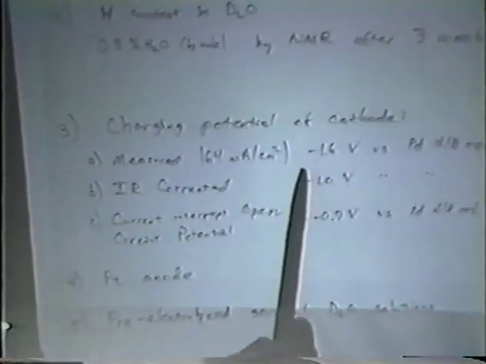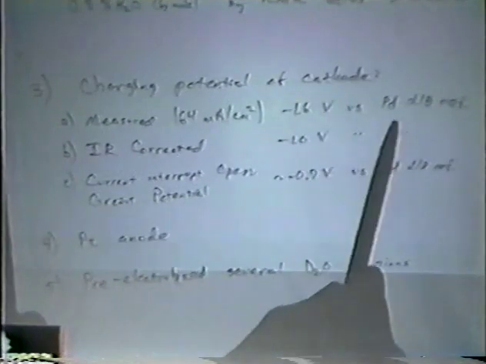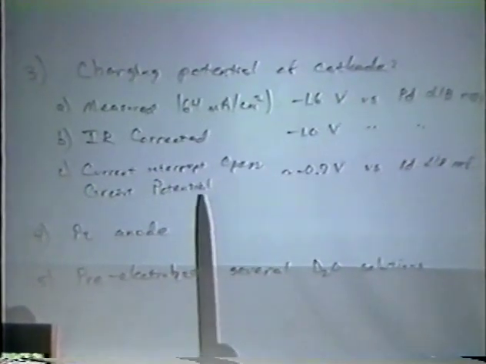Third, things which are interesting to note and also would be useful to compare is what are the actual charging potentials of the cathodes. Our cathodes we measured while they were passing current were at -1.6 volts versus a palladium alpha beta phase reference electrode. We can correct that for the electrical resistance of the solution, which is known independently. They were at -1 volt. We can also interrupt the current and read the open circuit potential.